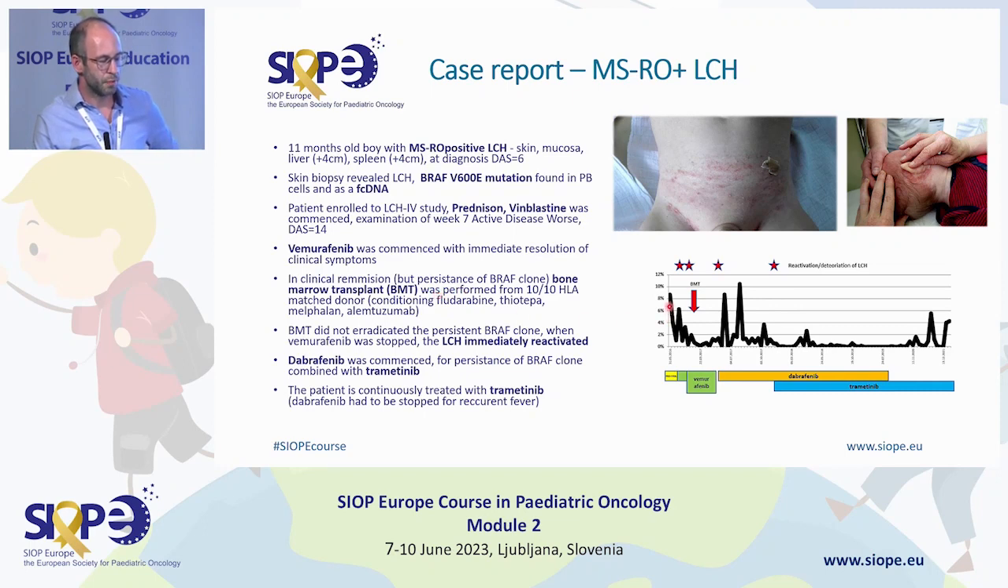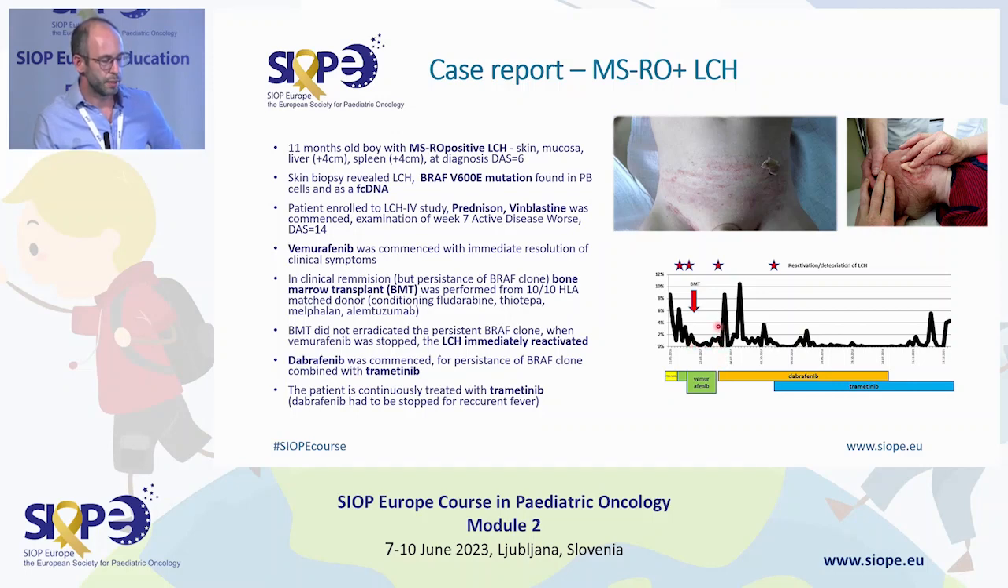But on vemurafenib, the BRAF clone persisted. We started vemurafenib in a small dose, the BRAF clone persisted, so we doubled the dose. Still the BRAF clone persisted. So we indicated him for bone marrow transplant, because at our institution there is a long tradition of bone marrow transplant for LCH with good results. But even after bone marrow transplant, the BRAF clone persisted.